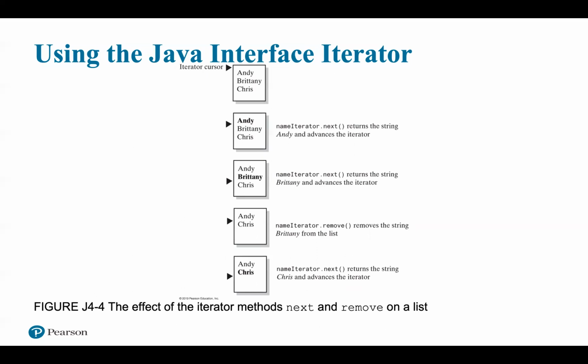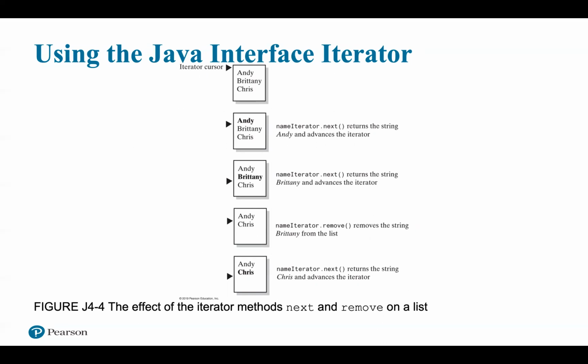As we continue on, we can use an iterator to display all the entries in the list. The following statements, which we'll get to a little bit later and which are also in the textbook, display the strings in nameList. We first create an iterator object by invoking nameList's method iterator. The resulting iterator nameIterator is positioned just before the first entry in the list.